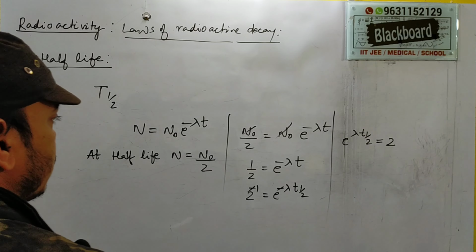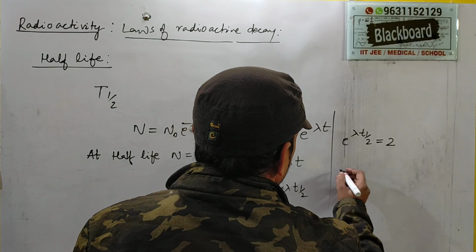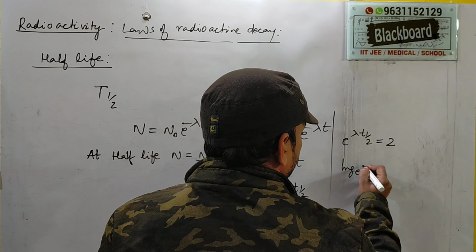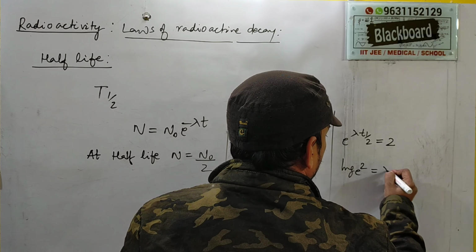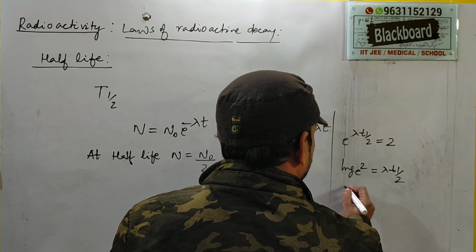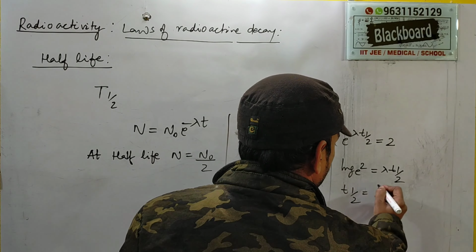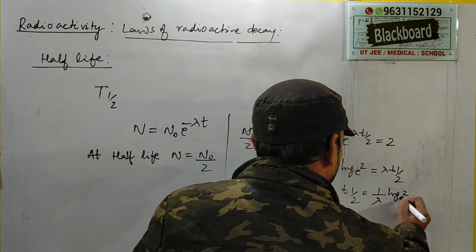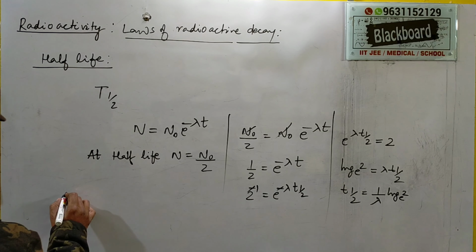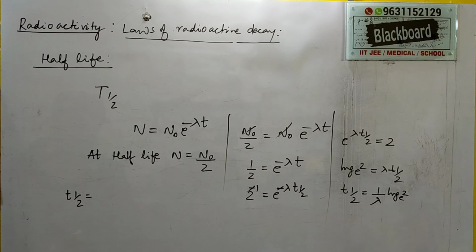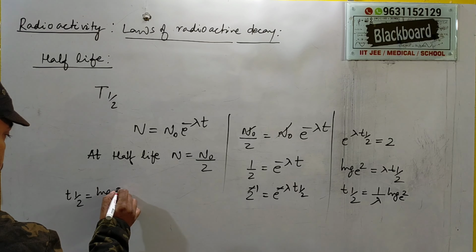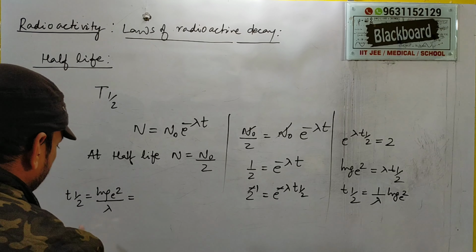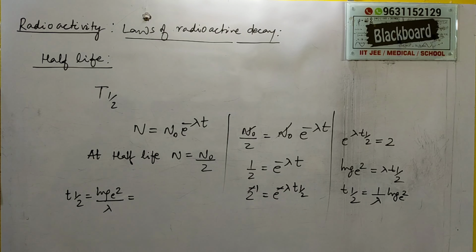Now we can change the exponent into log. You can convert it into log. So in log we will write log 2 base e is equal to lambda t half. That means t half is equal to 1 by lambda into log 2 base e. From this expression you can write t half. That means half-life is equal to log 2 base e by lambda, or you can convert it into base 10.